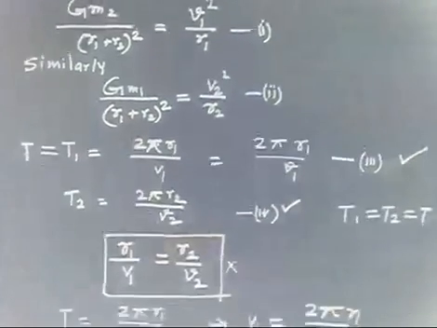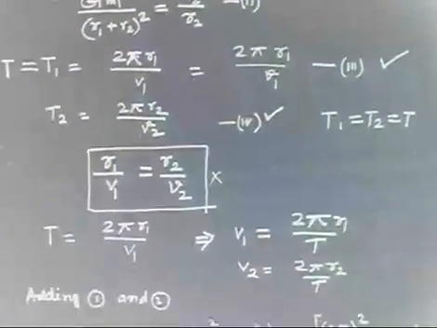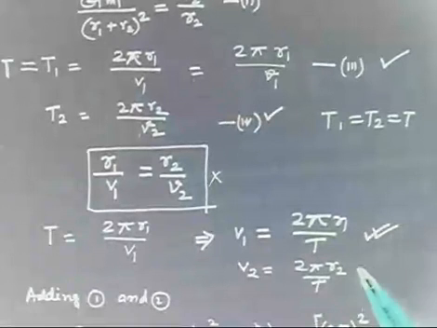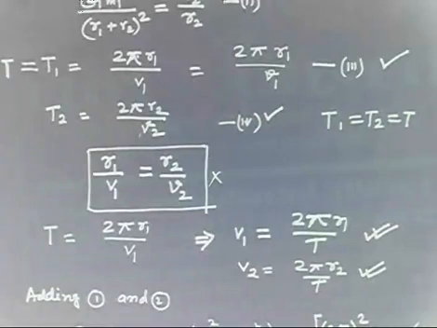So what is my target? My target is to find out V1 and V2. So now we have the expression for V1, we have the expression for V2. Are you getting or not? So these are the two expressions for V1 and V2.